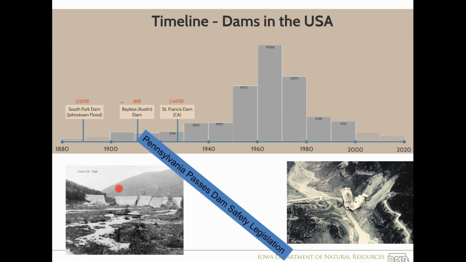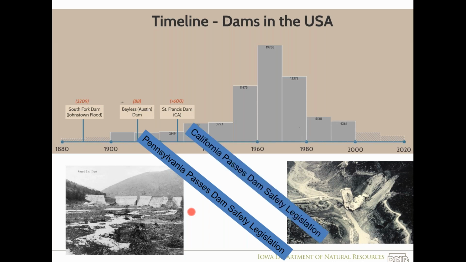And then in 1911, the Bayless Dam in Pennsylvania, another concrete dam that's down here on the left, failed. And so that kind of started people saying, hey, we've got to do something about this. We need some dam safety. And so Pennsylvania passed some dam safety legislation shortly after.